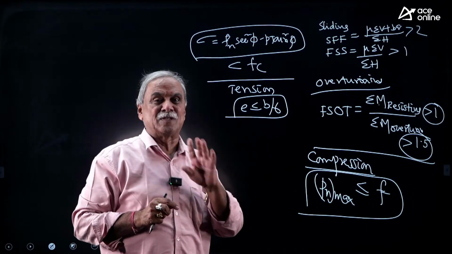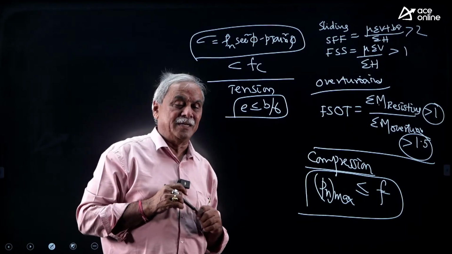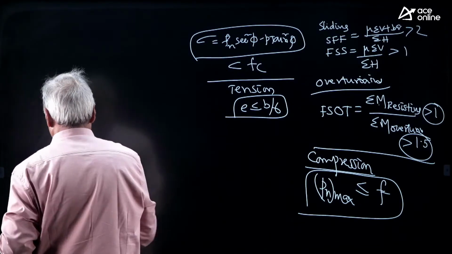Ogee spillway, siphon spillway. These points are important regarding irrigation engineering. Let us see what are some questions given in the papers.